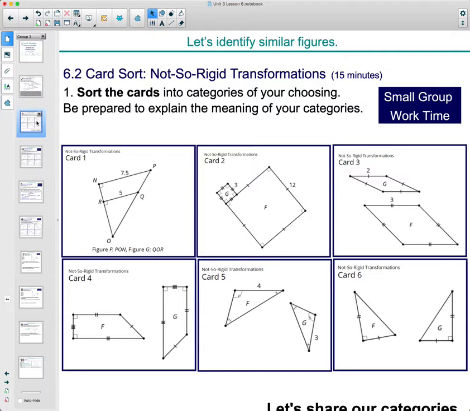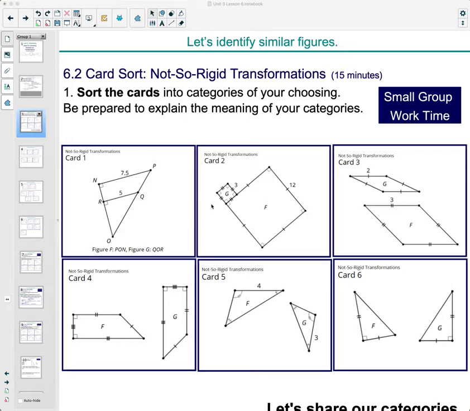All right, in this next one, you're going to need to pause the video to look at these cards, and you're going to sort the cards into some different categories. You obviously can't physically sort them on the screen, but you can write down in your notebook what cards you're putting together and why. So sort these 6 cards into a few categories of your choosing, and make sure you write down why you're putting which cards together. Pause the video, come back.